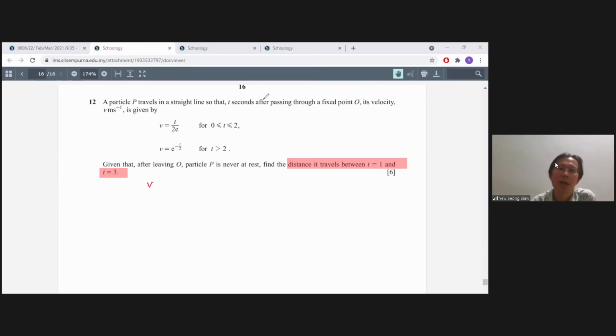Copy the first one. t over 2e. How do you integrate?